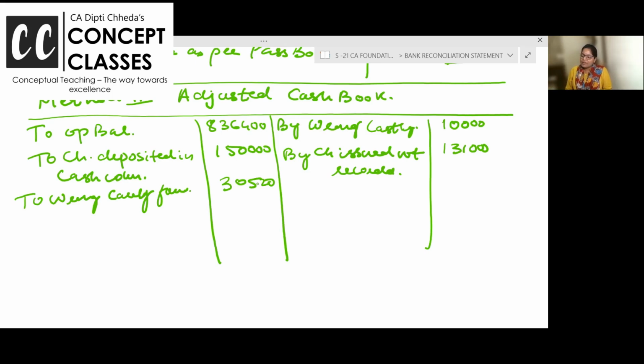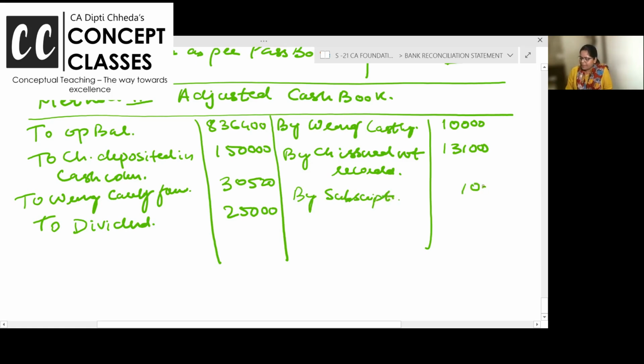A total of 11,514 issued. ये तो आएगा BRS में. Dividend you have not recorded. Bank to dividend. So now you record it. Bank account debit, dividend credit. By subscription paid 1,000. Outgoing check of 350 was recorded twice in the cash book. Outgoing check है 350, गलती से 2 बार रिकॉर्ड किए, तो क्या कर दो? डेबिट कर दो. I hope my speed is fine.